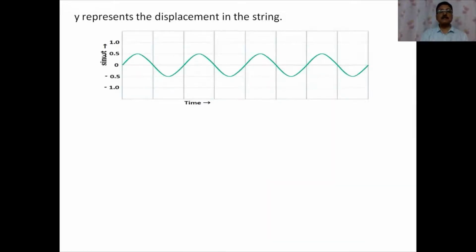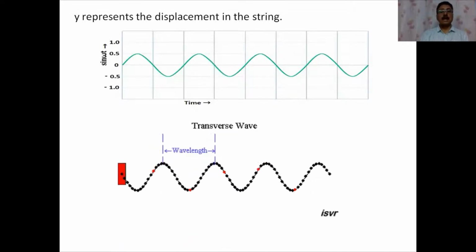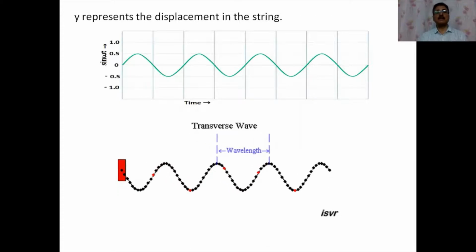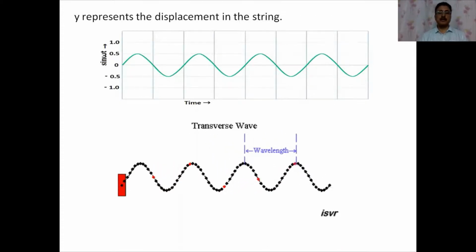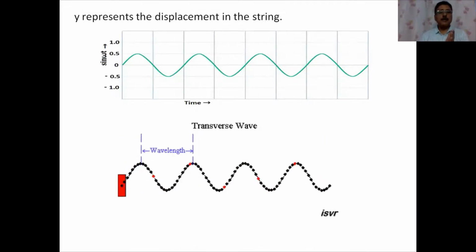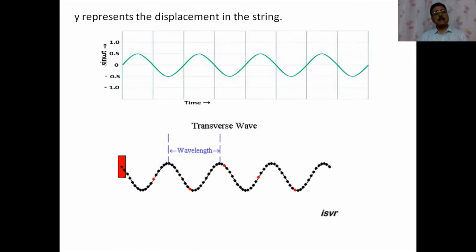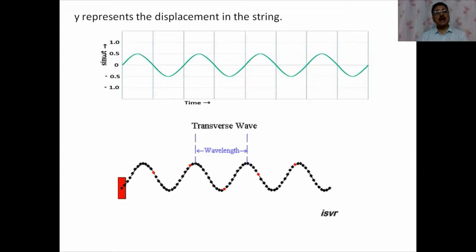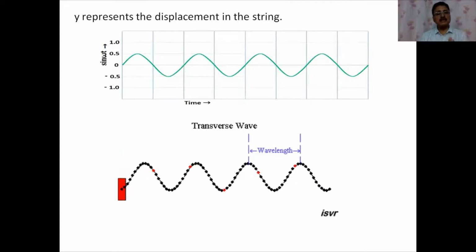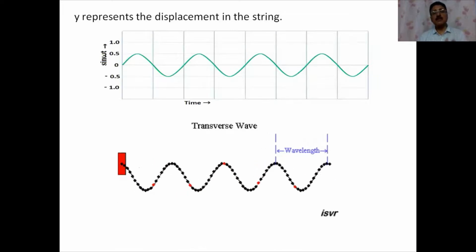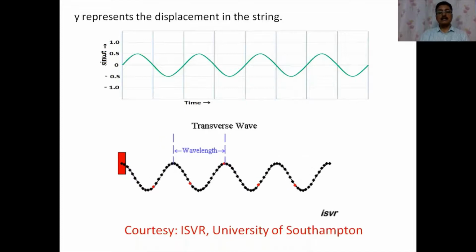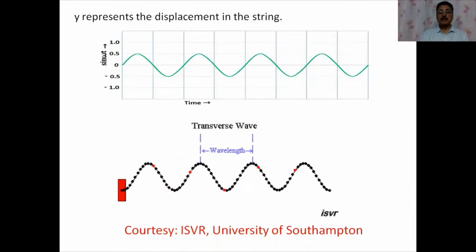Again, we revisit this particular figure. And this is one such animated figure I am showing for a plane progressive wave moving in a string. And you can see from here, now you can spot your eyes at a red point, for example. You can see that particles are not moving. They are doing simple harmonic motion about their mean position in the transverse direction. And the wave is moving toward right. Now, this is courtesy ISVR, University of Southampton.